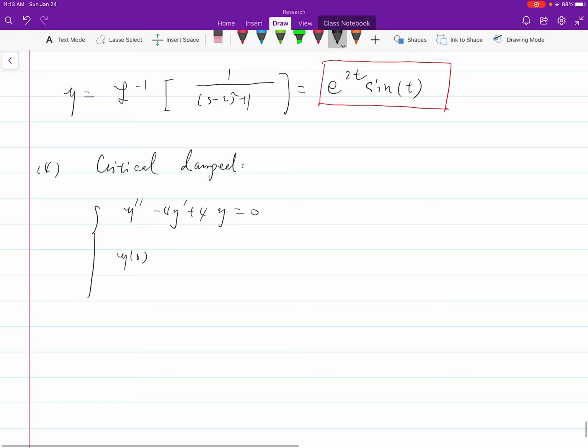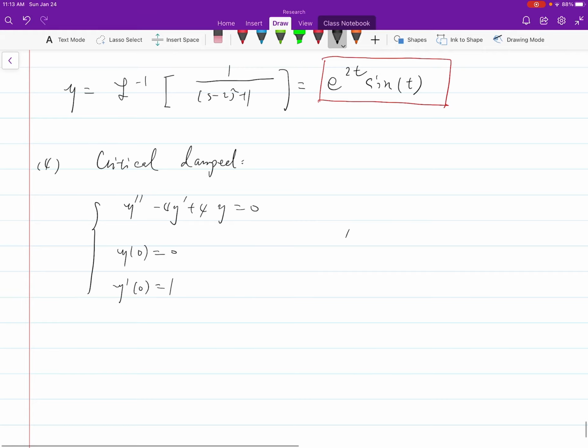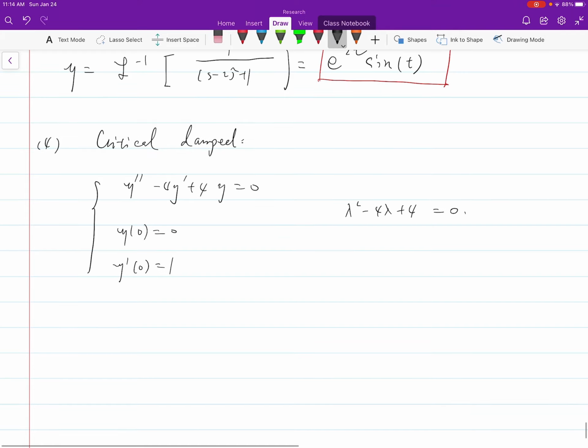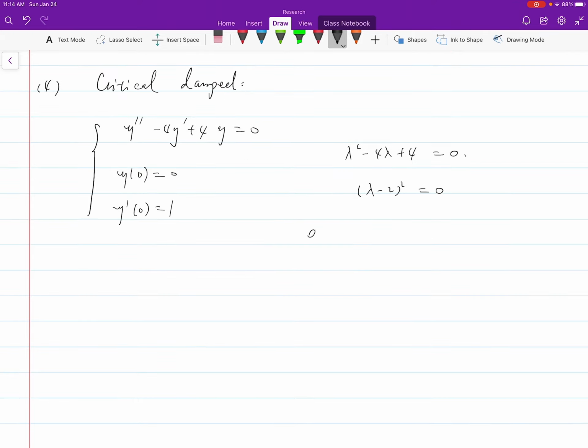Okay, y(0) equals 0, y'(0) equals 1. What is going to happen to this? Well, old knowledge: lambda squared minus 4 lambda plus 4 equals 0. Okay, (lambda minus 2) squared equals 0. That's why I have a repeated real root. Okay, that will correspond to e to the 2t plus t e to the 2t, with the v0 and v1.